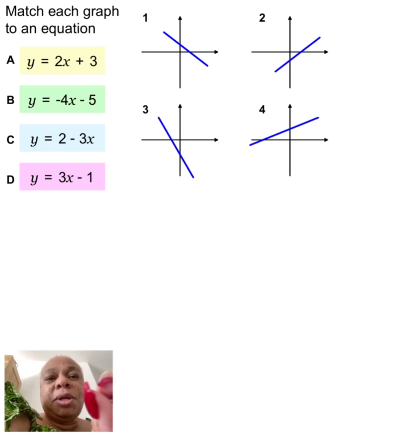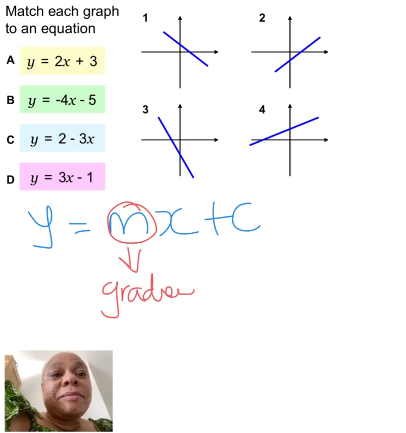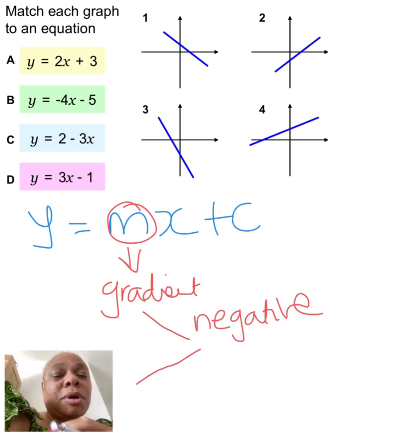Okay, the first thing we need to understand when looking at linear graphs and their equations is that the equation of a graph is always written in the form of y equals mx plus c. So m is the coefficient of the x term, and it's also the gradient of the line. And the gradient can either be positive or negative. So when a line is falling this way, it's negative. It has a negative gradient. And when the line is rising, I'm talking about from left to right, it's positive, okay?